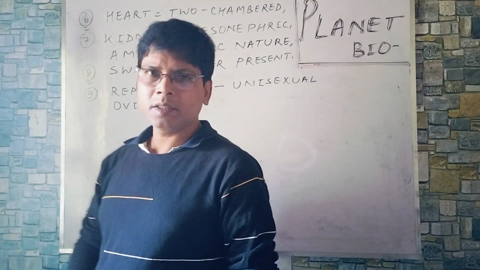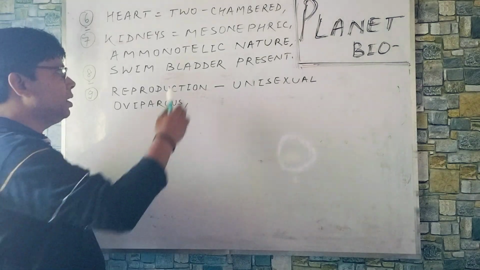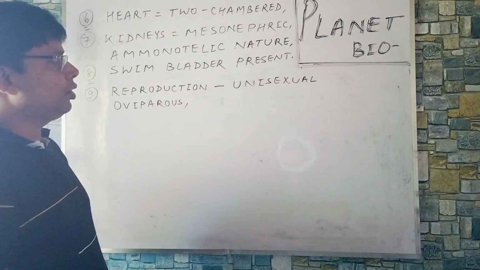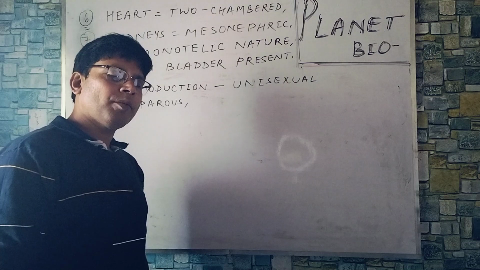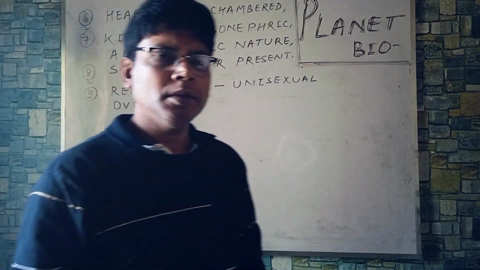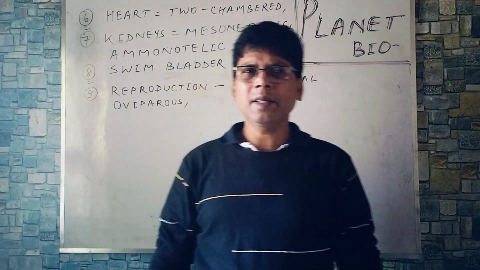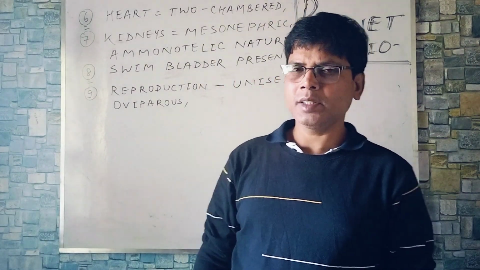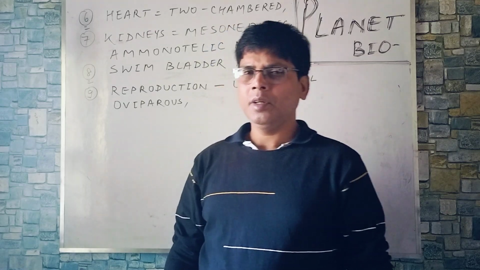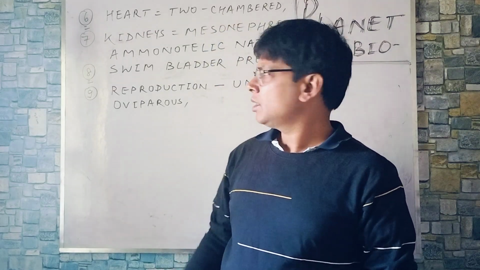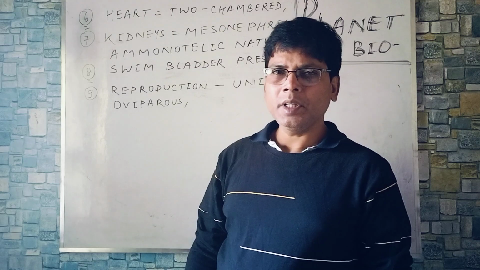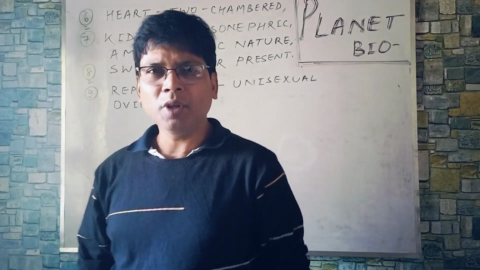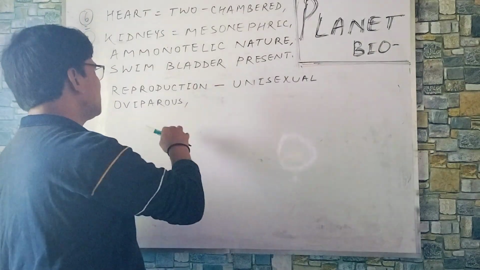In bony fishes, the heart is two-chambered, the kidneys are mesonephric, and they are ammonotelic in nature. This is the difference. These kidneys are of less importance, of less value so far as excretion is concerned in bony fishes. They use certain cells in the gills, and you can see they release ammonia as ammonium ions. So they are ammonotelic in nature.